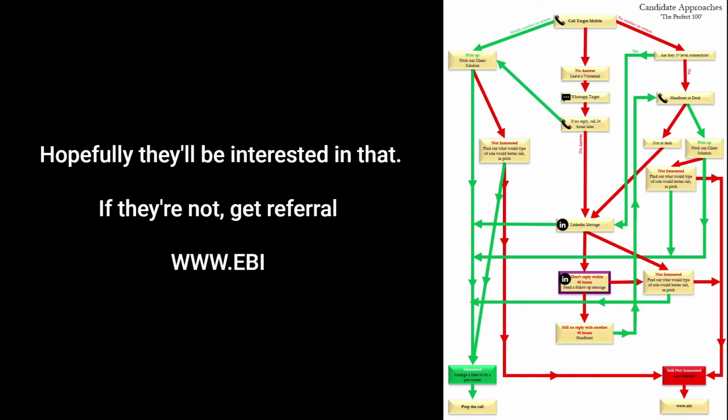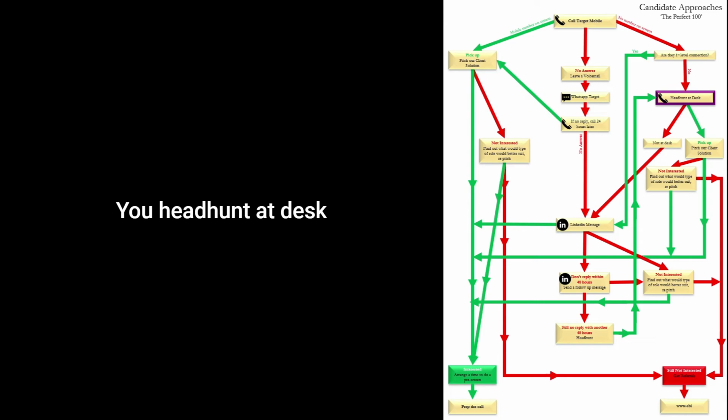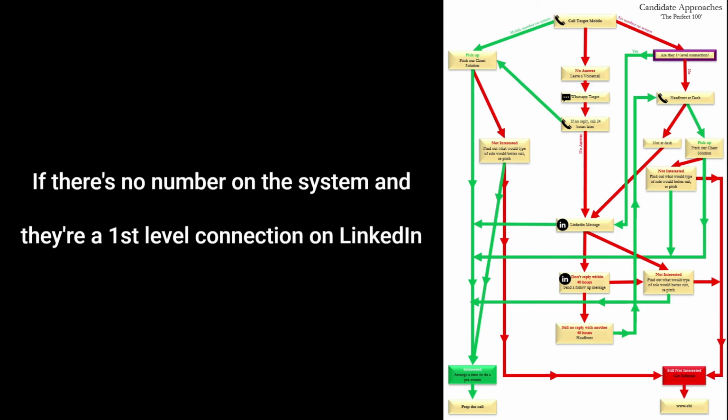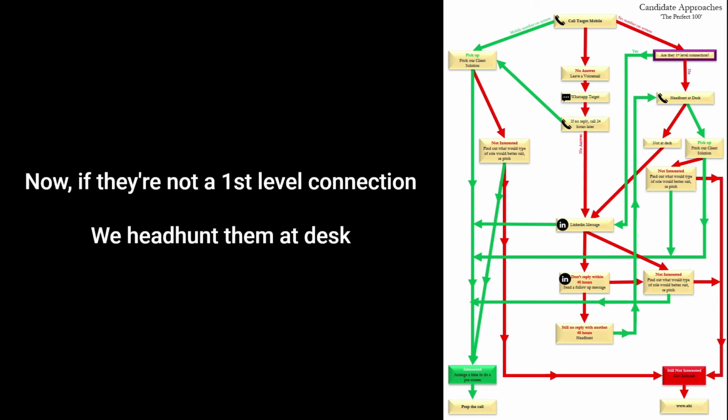It's a very, very simple solution. So if you send a follow-up message again and they still don't reply, you headhunt at desk, which we can go through now. So call the target mobile. If there's no number on the system, are they a first level connection? If there's no number on the system and they're a first level connection on LinkedIn, we message them, interested or not. It goes the same way. Now, if they're not a first level connection, we headhunt them at the desk.